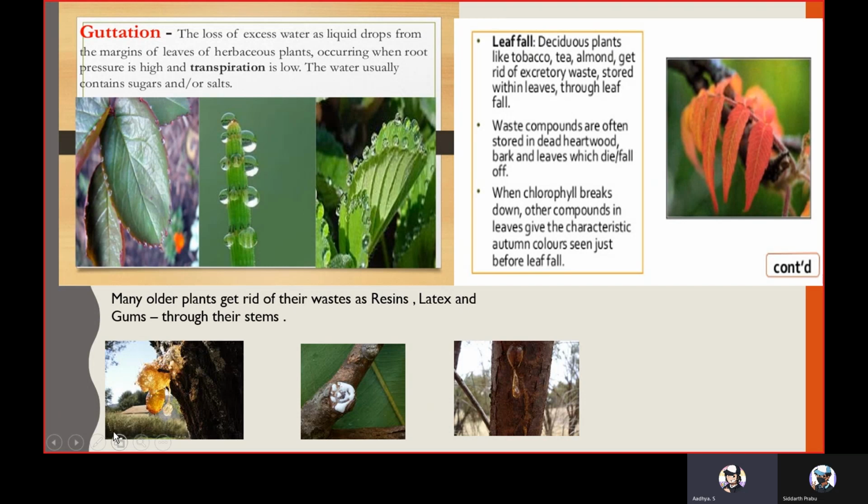Leaf fall. Plants like tobacco, tea, and almonds get rid of excretory waste stored within leaves through leaf fall. Waste compounds are often stored in dead hardwood, bark, and leaves which die or fall off. When chlorophyll breaks down, other compounds in leaves give the characteristic autumn colors seen just before leaf fall. Many older plants get rid of their wastes as resins, latex, and gums through their stems.